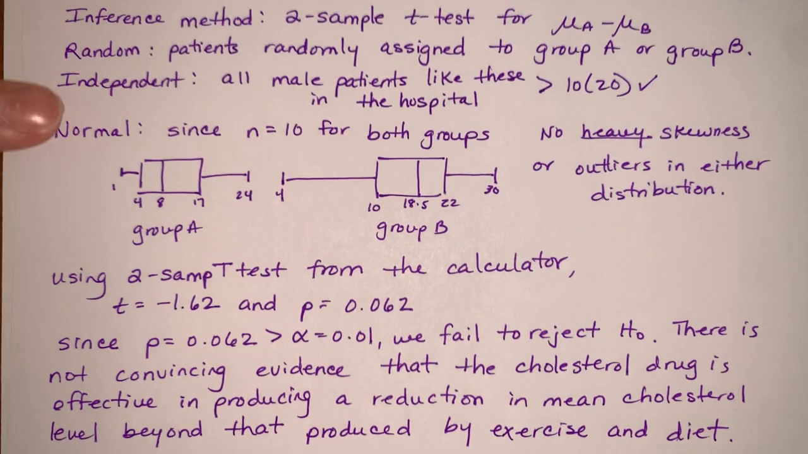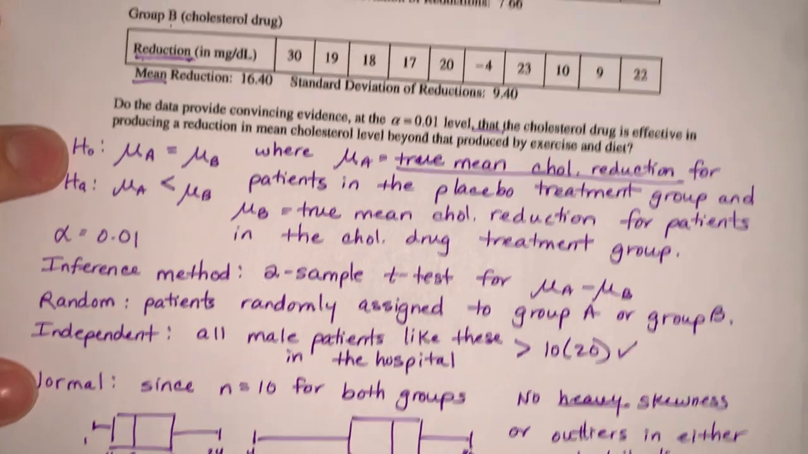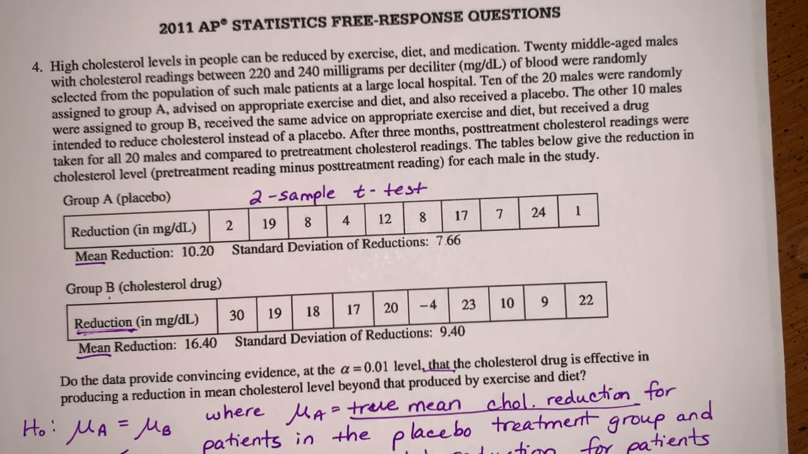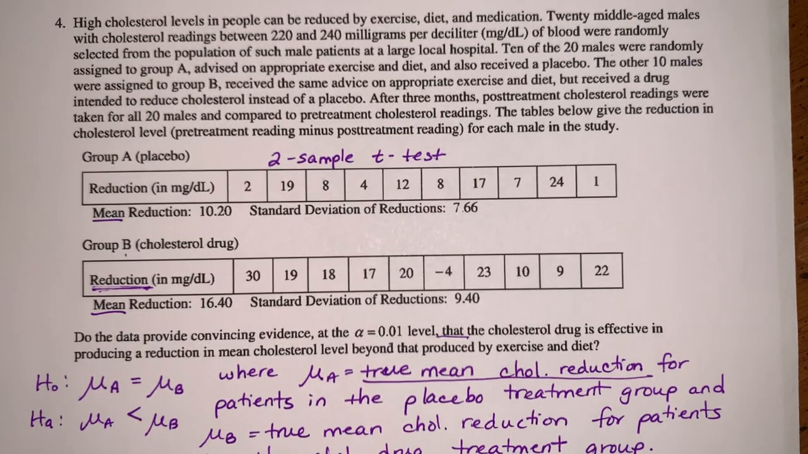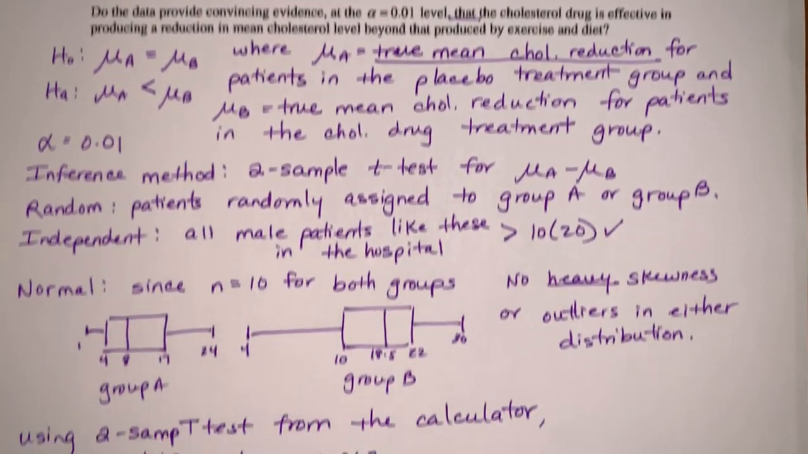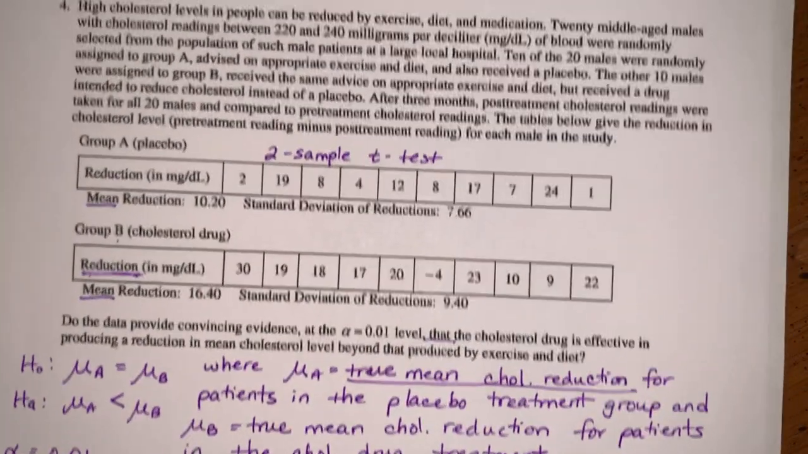Perfect. All right, so there's the full 4-step process. There is the full credit for this question on the AP exam. So hopefully that was very straightforward. Hopefully this clears any questions or confusions you may have on whether this is a 2-sample t-test or a paired t-test. And that's about it. Very, very easy question to get full credit on the AP exam.